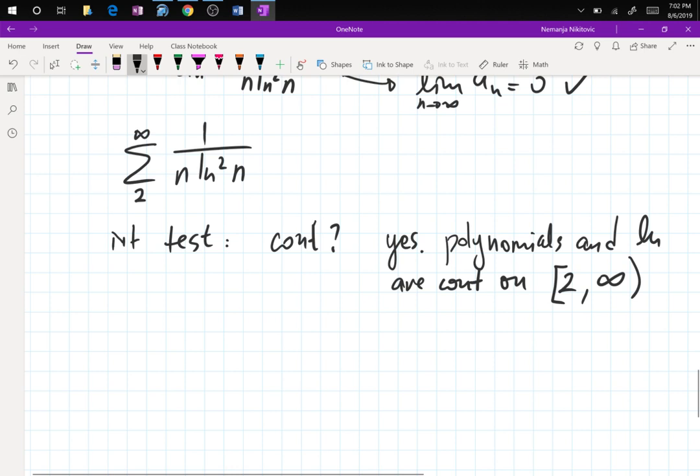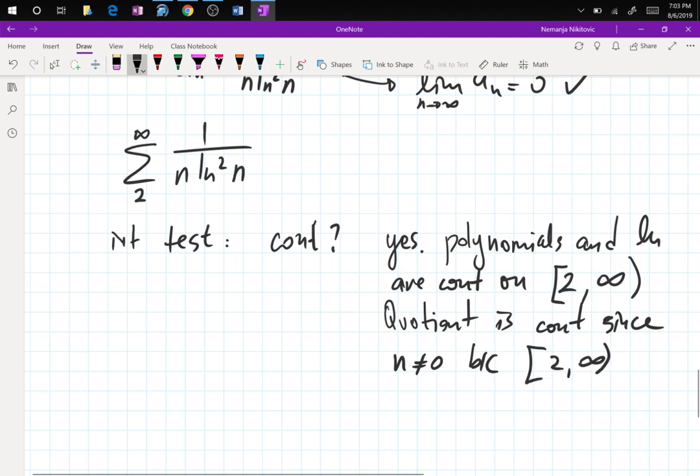So we only care about polynomials and the ln function, right? Both continuous on this. Quotient is continuous since n cannot be 0, because, again, 2 to infinity. We are on that domain. So now we proved that it's continuous.